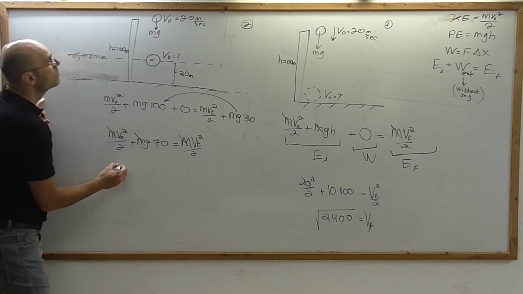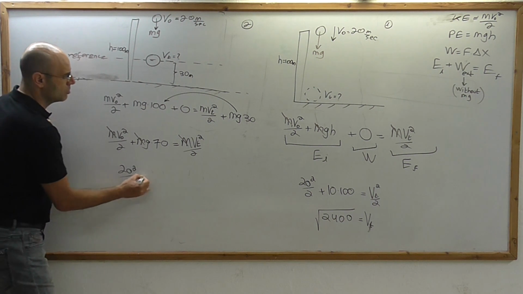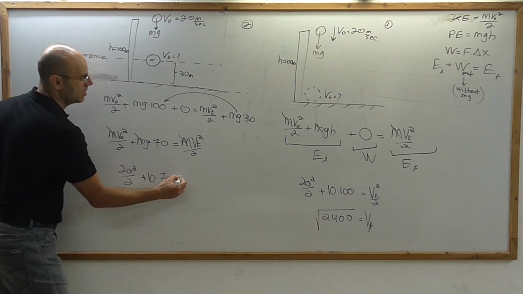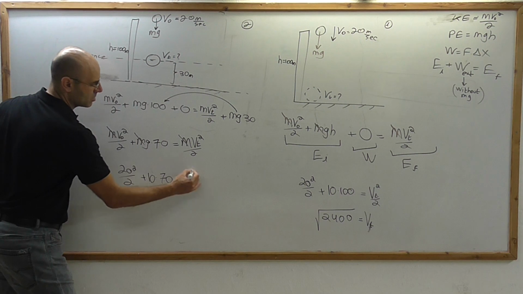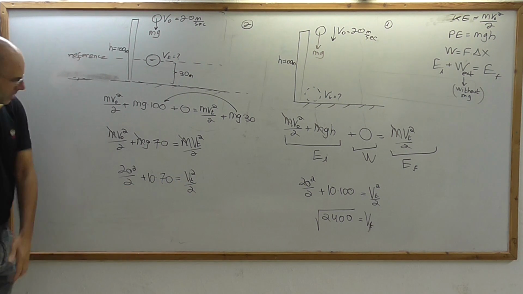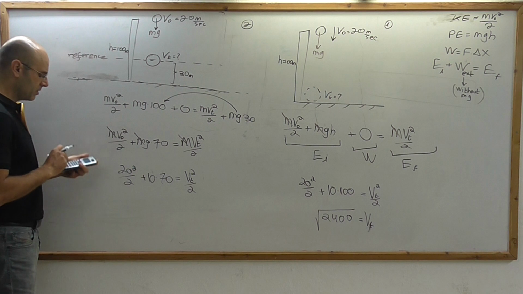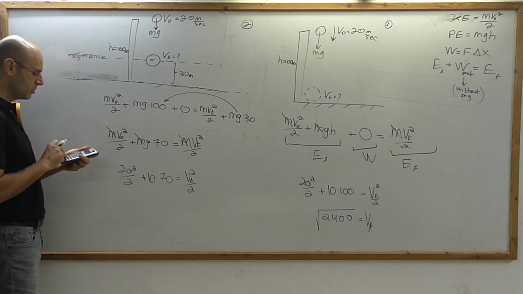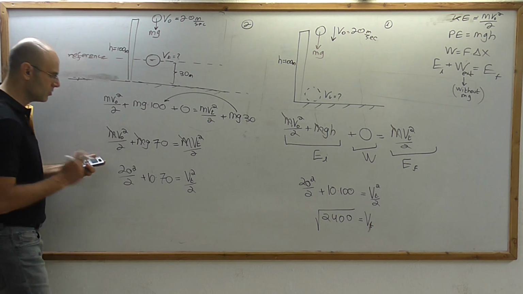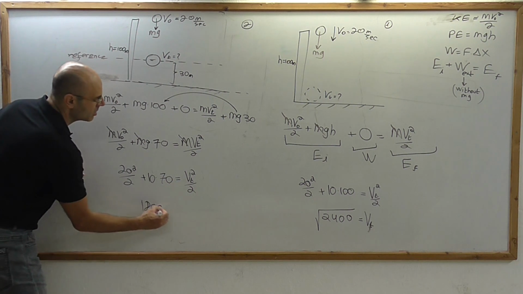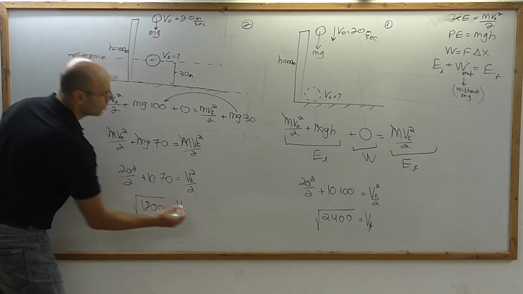It goes, v0 is 20, squared over 2, plus 10 multiplied by 70, equals v final squared over 2. So it's 400 divided by 2, which is 200, plus 700, which is 900, multiplied by 2 is 1800, square root, okay.